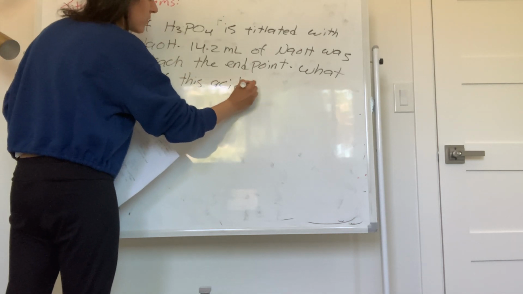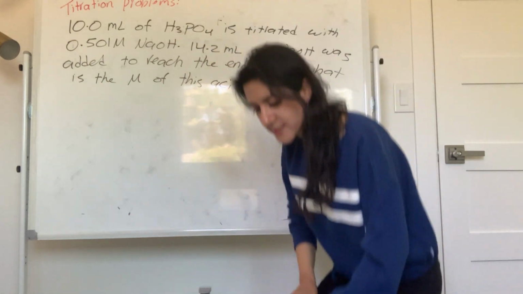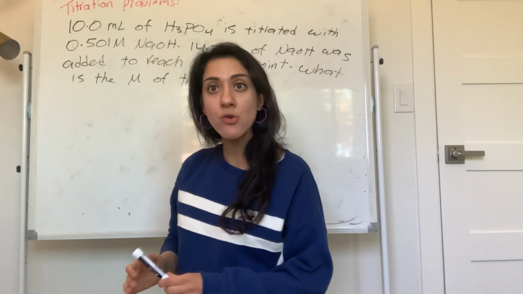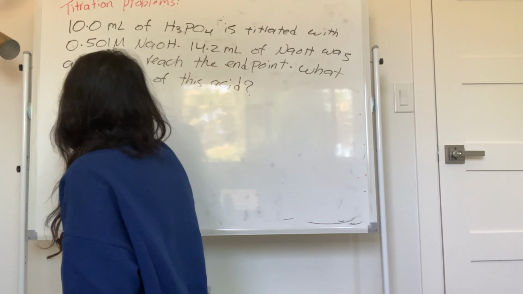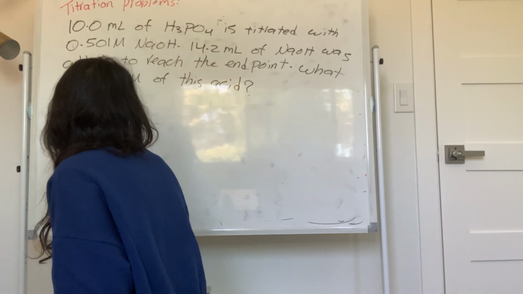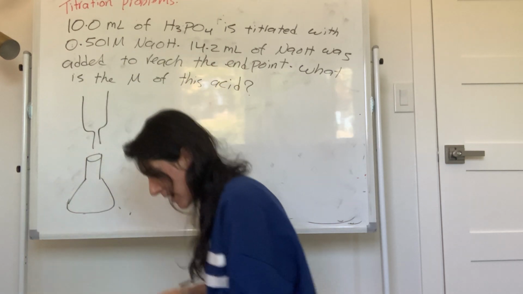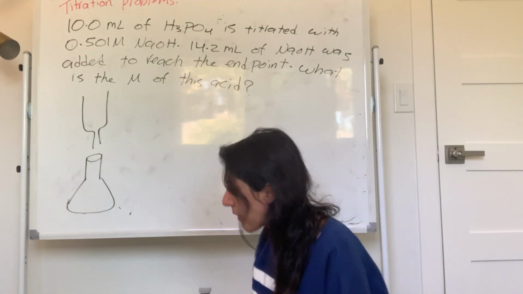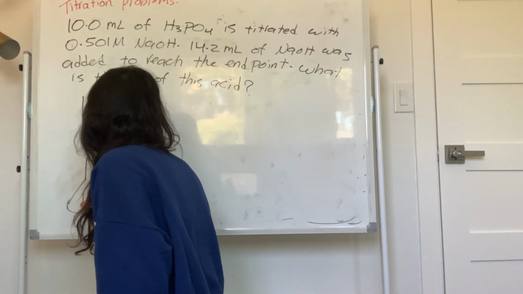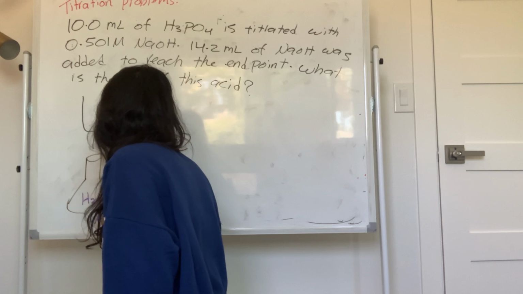Endpoint will depend on what indicator you have. Phenolphthalein is a common one. It's going to turn pink. Okay, now you know already that what you're going to do, you are going to draw a picture. Please do that for me every time. You're probably tired of me saying that, but it really helps. So we're going to draw a picture, and we know down here we have phosphoric acid. We're going to figure out what's the molarity of it.